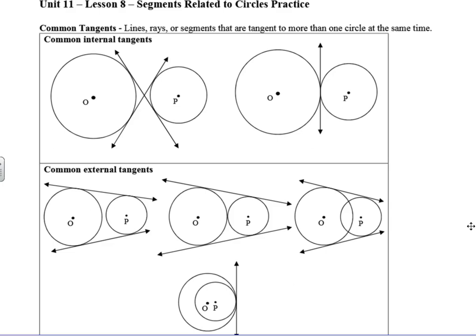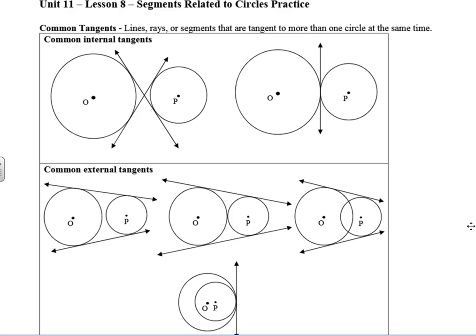We are in the final lesson of Unit 11 on circles. This one's going to be a long one because we're going to do segments related to circles practice. You read the previous lesson with all the different things, but we've got a lot to go through here today.